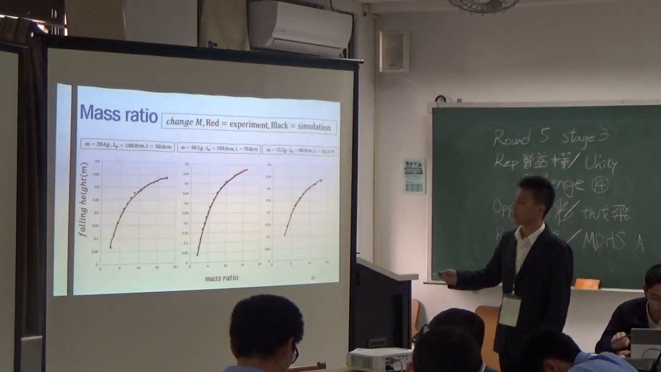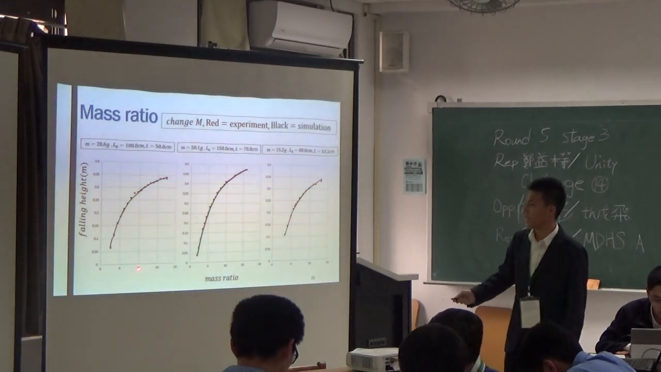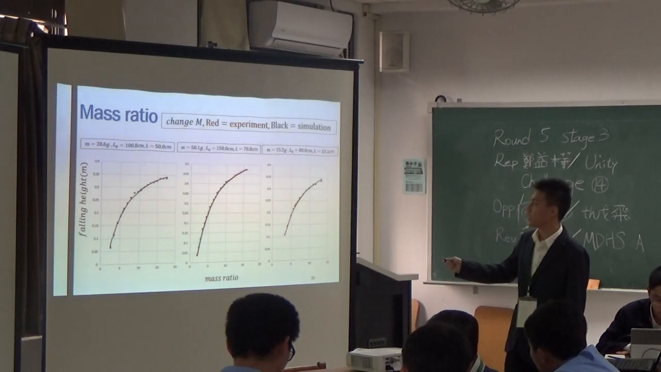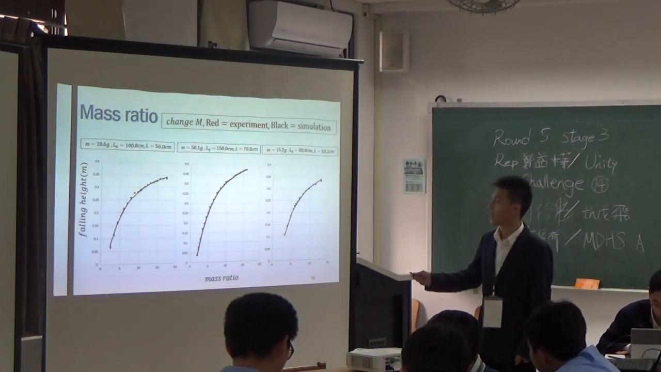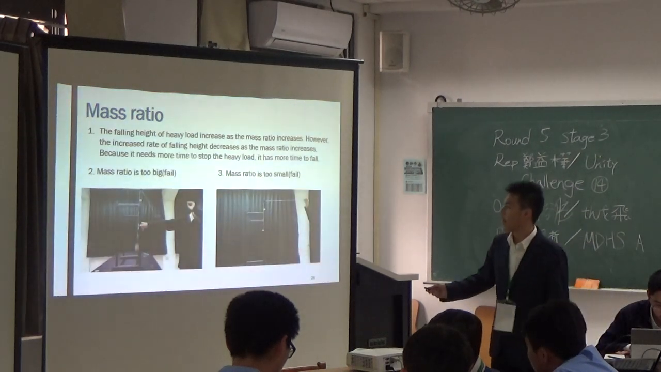And here's the result. In the mass ratio experiment, you can see that the falling height increased while the mass ratio increased. The black line is our simulation result, and the red line is the experiment result.